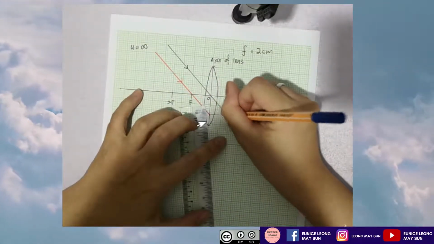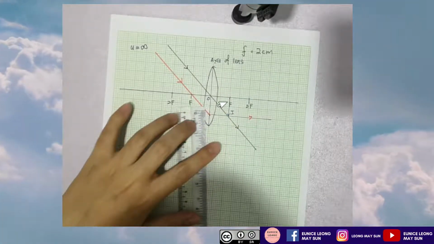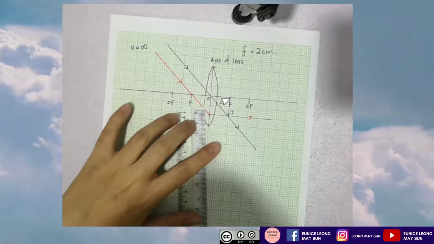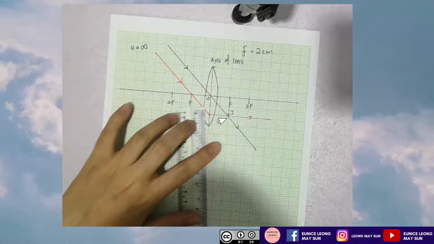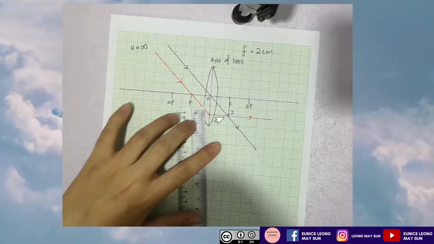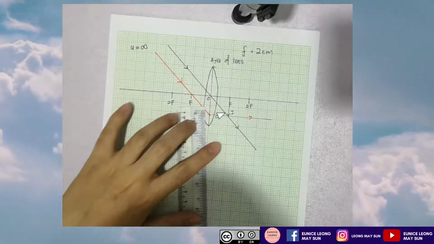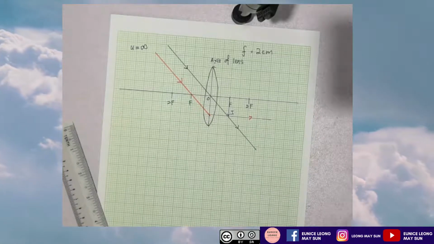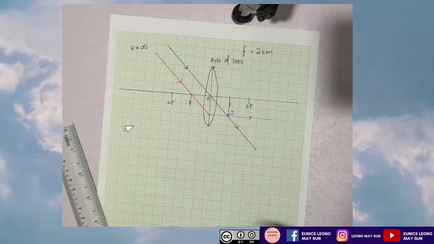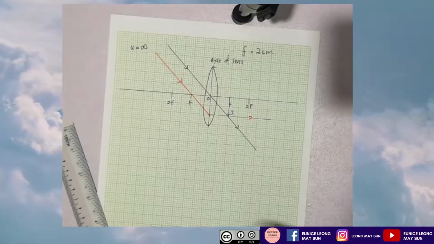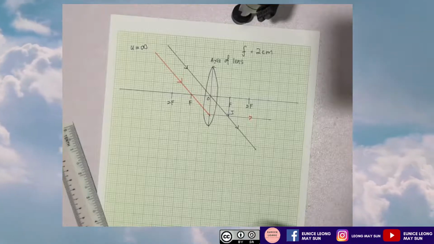I actually drew the image first. For this image, you start drawing from the principal axis downwards to the intersection of the two rays, and at that position I draw the arrowhead and label the image I. So those are the rays that I used to draw this ray diagram, object at infinity.